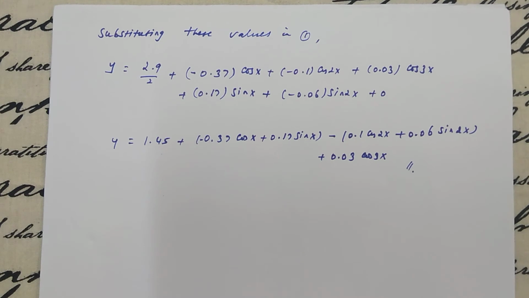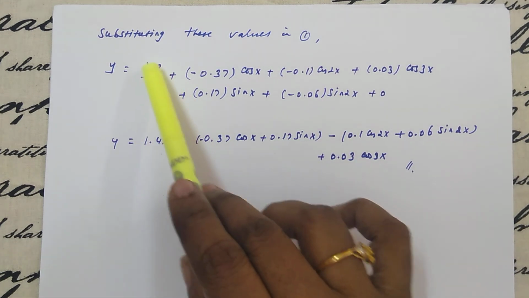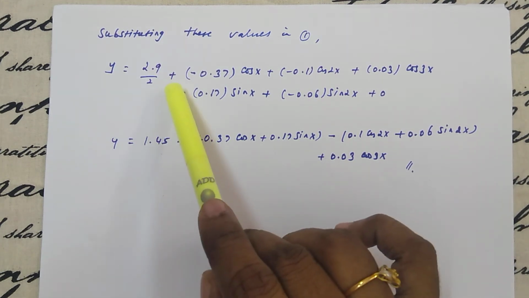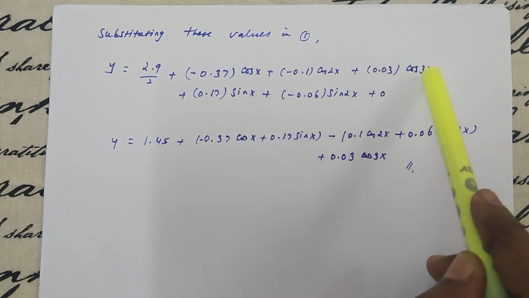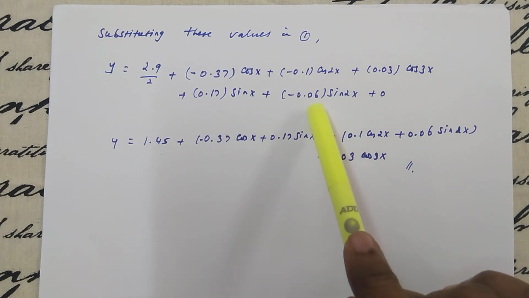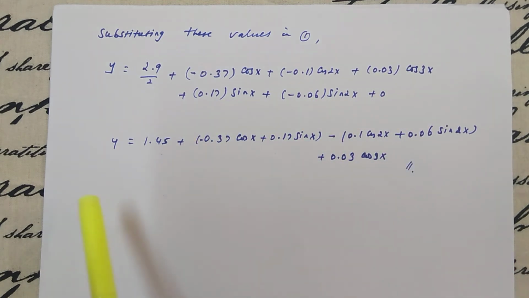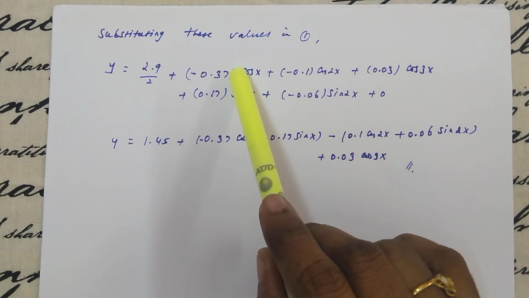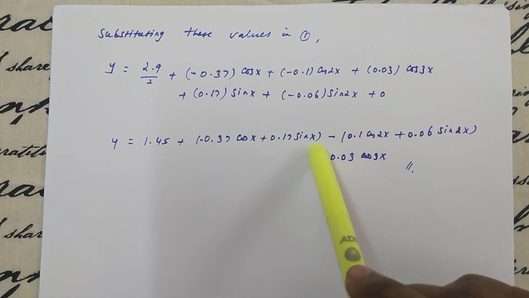After finding all the constant values, we will come to equation 1. Substituting these values in equation 1, y equal to a0 by 2, so 2.9 by 2, plus a1 cos x plus a2 cos 2x plus a3 cos 3x plus b1 sin x plus b2 sin 2x plus b3 sin 3x, whose value is 0. So y equal to 2.9 by 2, that is 1.5, and we will arrange the terms. We know very well that the Fourier series is of the form sigma an cos nx plus bn sin nx. So a1 cos x plus b1 sin x.